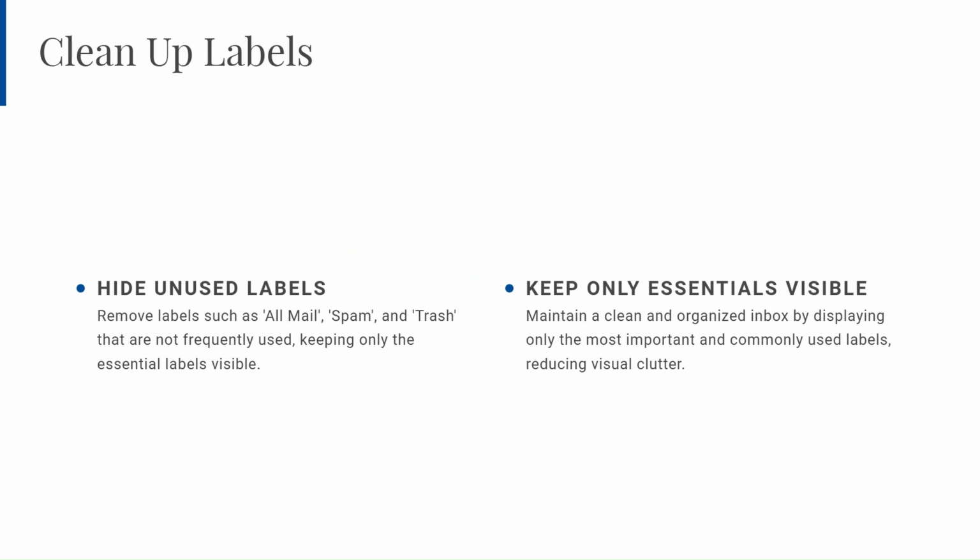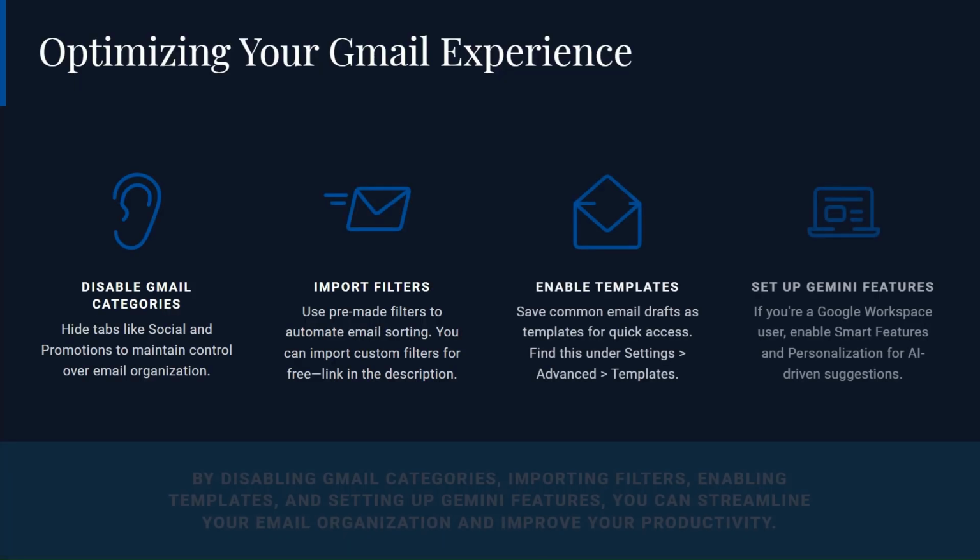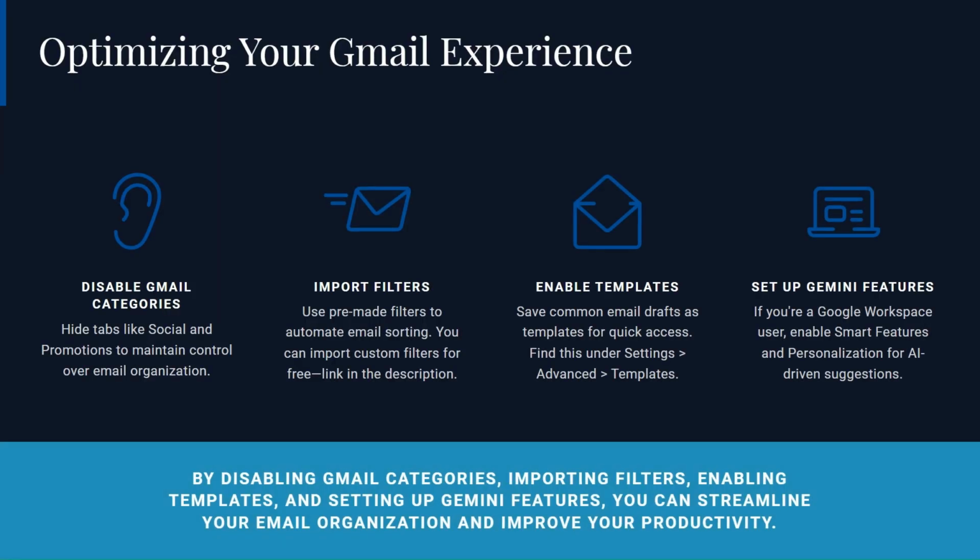Disable Gmail categories. Hide tabs like Social and Promotions to maintain control over email organization. Import filters. Use pre-made filters to automate email sorting. You can import custom filters for free, link in the description.